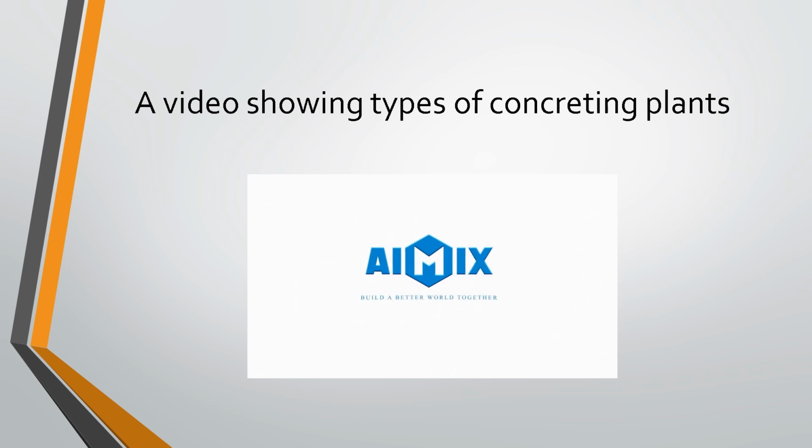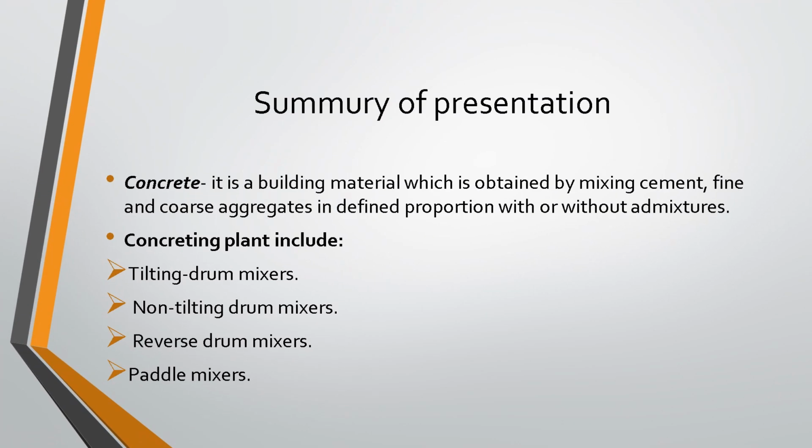Now that's a video about types of concreting plants. Having a look at those, now we want to do the summary of the presentation, where we started by the definition of the term concrete, and we find that concrete is a building material which is obtained by mixing cement, fine and coarse aggregate. Then concreting plants, we have different types, where we have tilting drum mixers, non-tilting drum mixers, reverse drum mixers and paddle mixers.